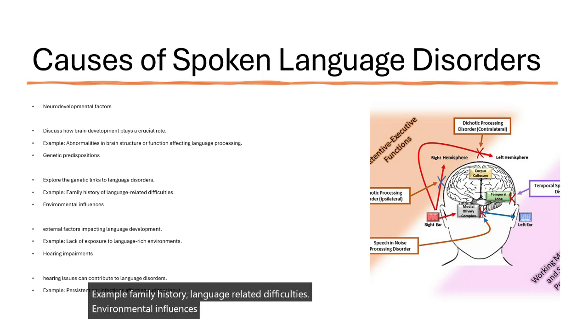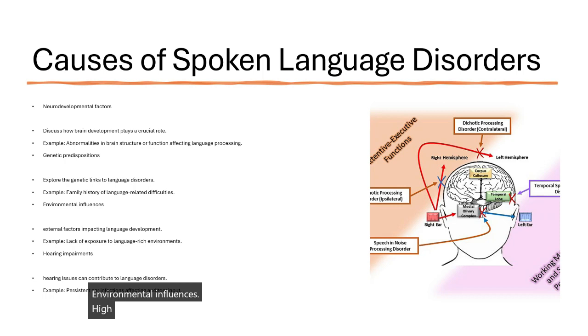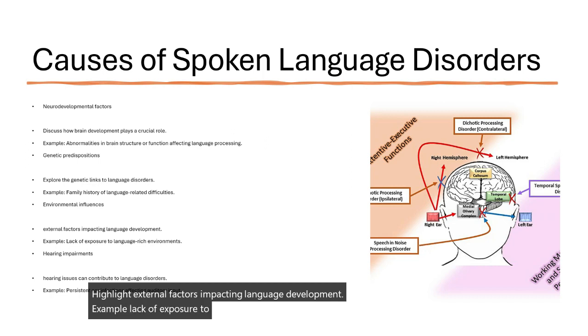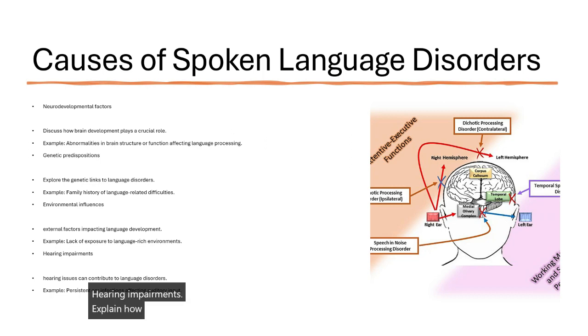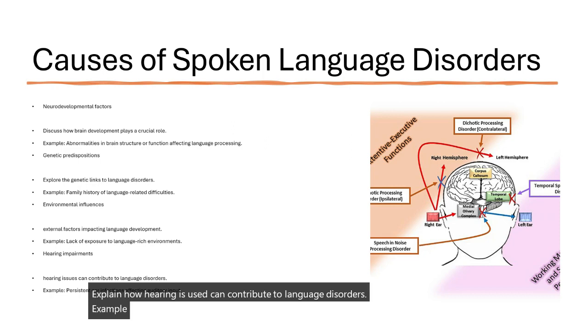Environmental influences. Highlight external factors impacting language development. Example: lack of exposure to language-rich environments. Hearing impairments. Explain how hearing issues can contribute to language disorders. Example: persistent ear infections affecting auditory input.